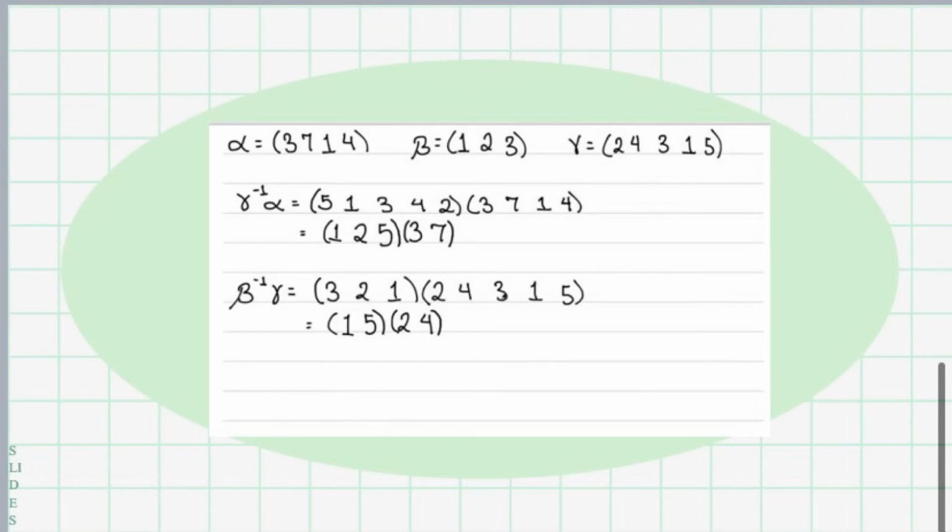So gamma inverse alpha. For an inverse, we just need to switch the order. So instead of 2, 4, 3, 1, 5, I would have 5, 1, 3, 4, 2. And then alpha is 3, 7, 1, and 4. So let's start with 1. And once again, always remember, we need to move from right to left.